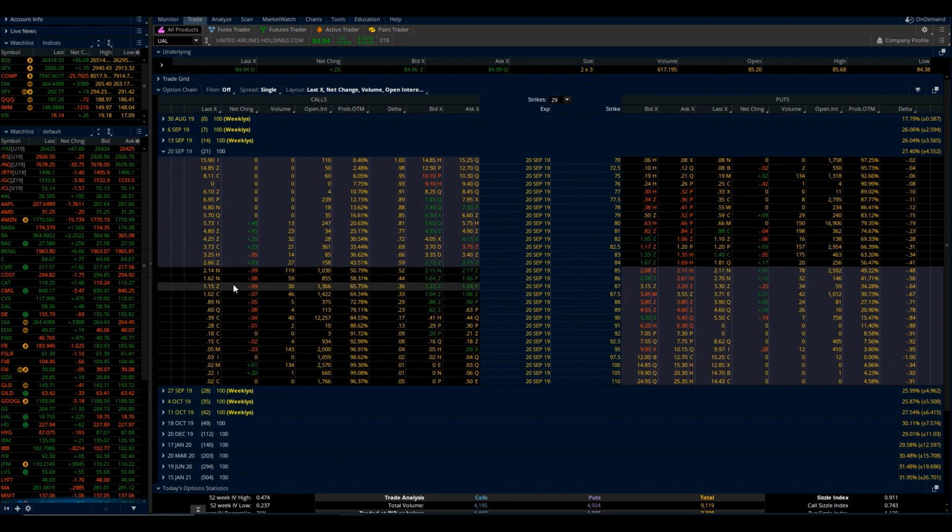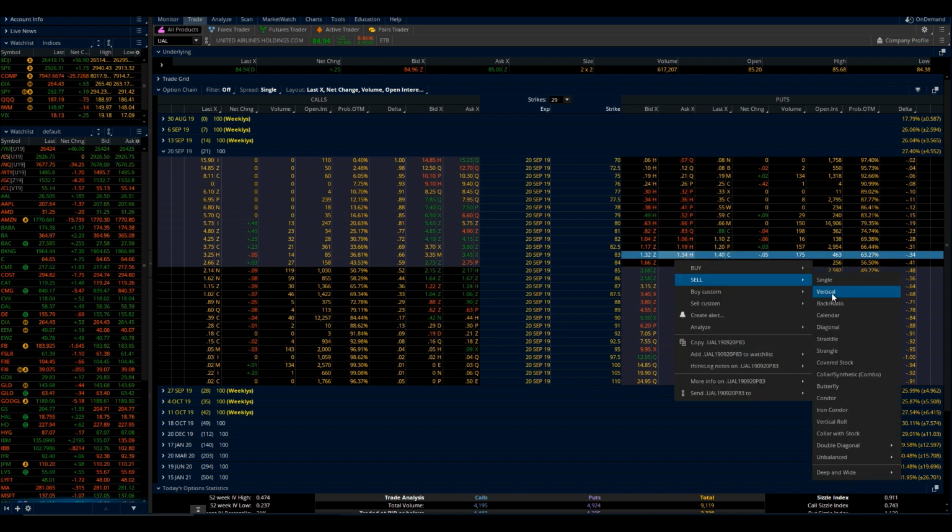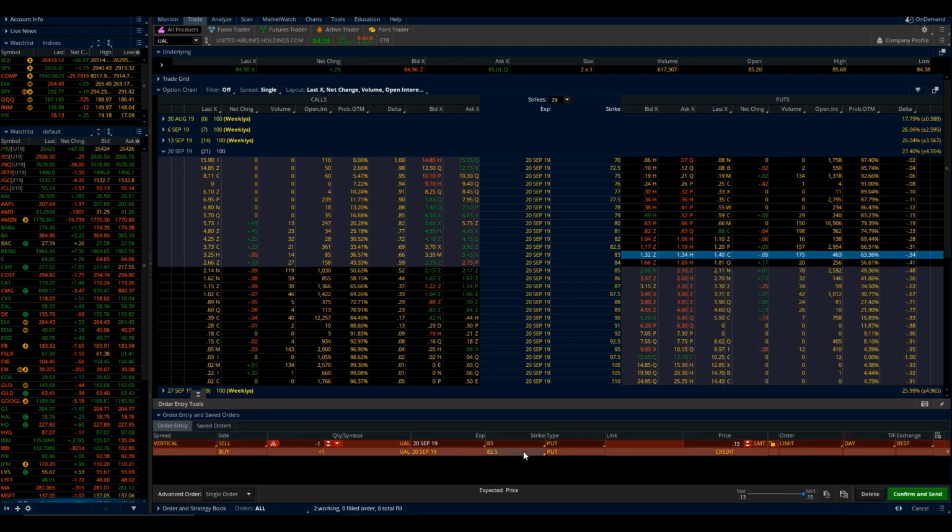So if I open those up, what I want to do again is sell a put spread. Selling a put spread is a neutral to bullish position. We're looking for a move to the upside. So I'm going to go to the out of the money puts here, and let's go to the 83 puts. I'm going to right click on the 83 puts, go to sell and go to vertical, and that's going to pop up an order down at the bottom.